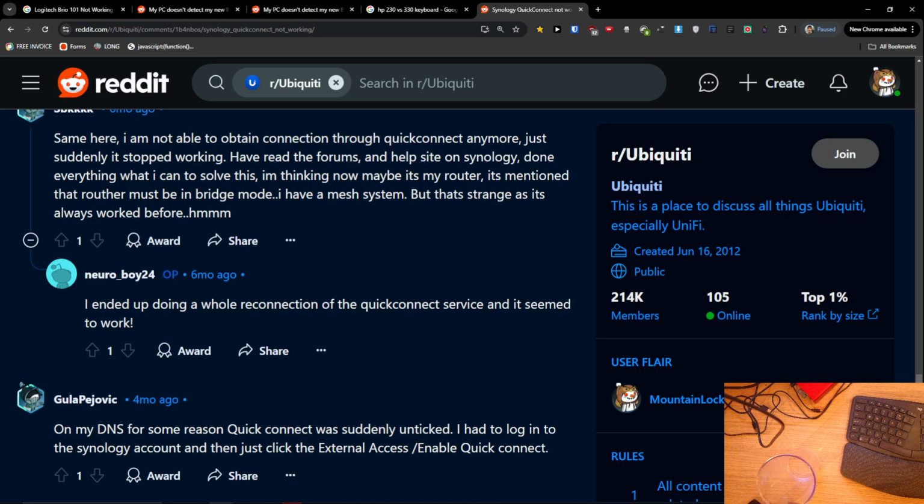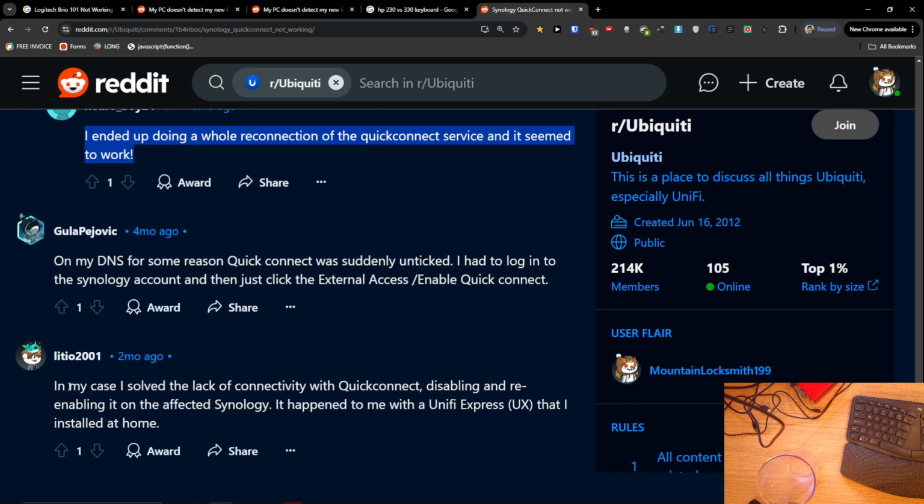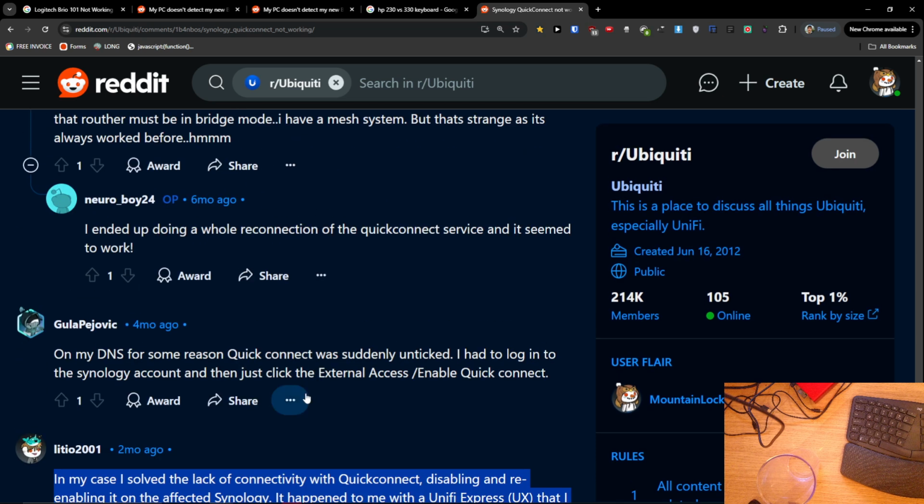Hey guys, so I was looking for how you can possibly fix the Synology QuickConnect issue when it's not working. Now, someone wrote here, I ended up doing the whole reconnection of the QuickConnect service and it seemed to work. And in my case, I saw the lack of connectivity with QuickConnect, disabling and re-enabling on the affected Synology. It happened to me with the Unify Express that I installed at home. So maybe this is going to help fix the issue.